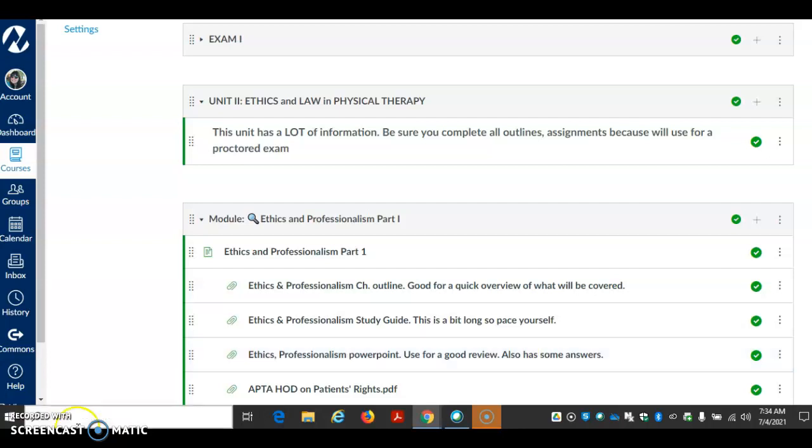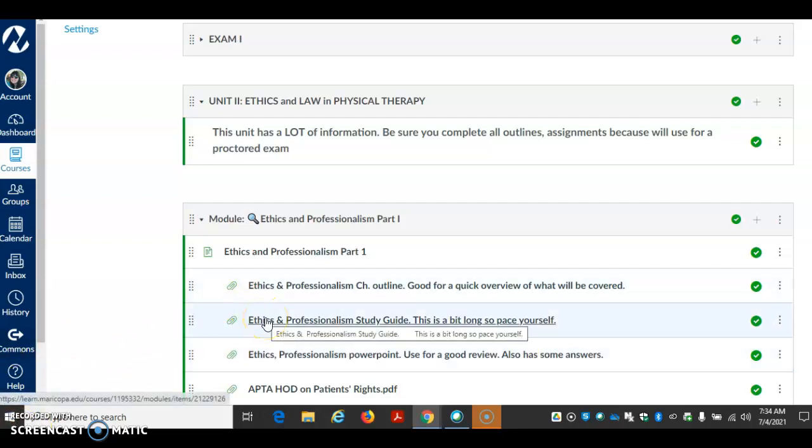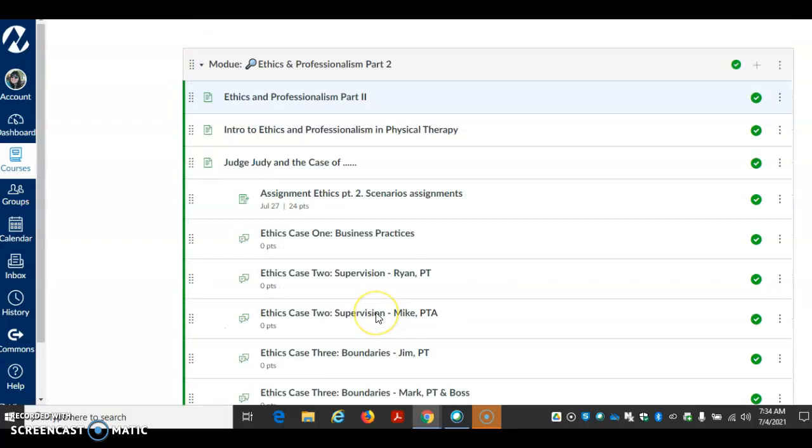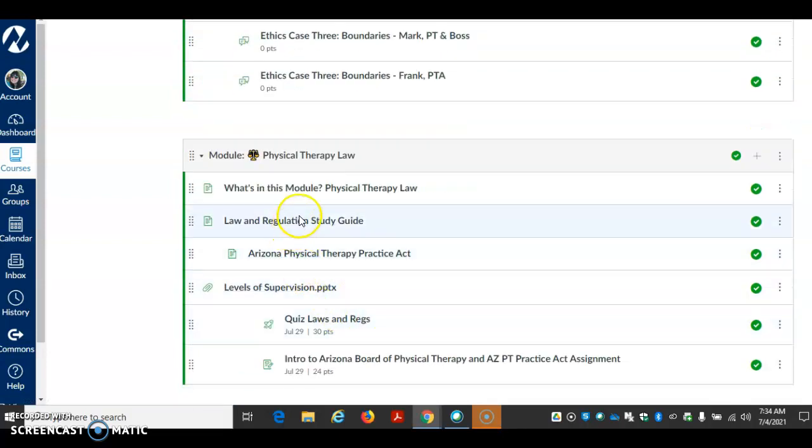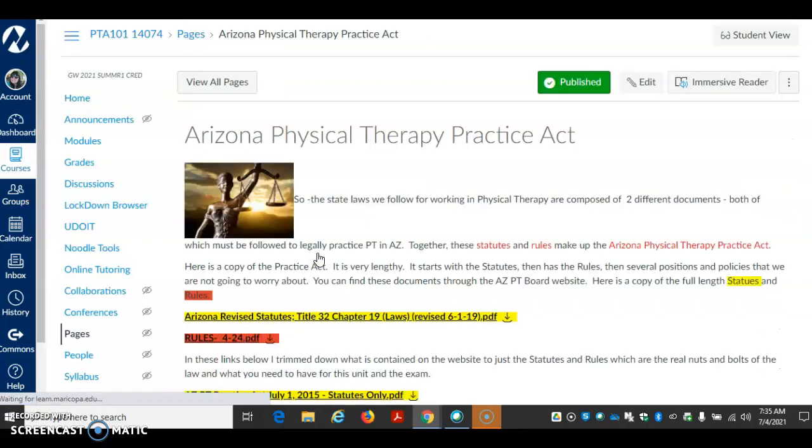So the two study guides you're going to want completed and ready for this exam are your ethics and professionalism study guide right here and your law and regulations study guide right here. Have those out, and that is what the first portion of this exam covers. The next portion of the exam, part B, is going to cover the Arizona Physical Therapy Practice Act.